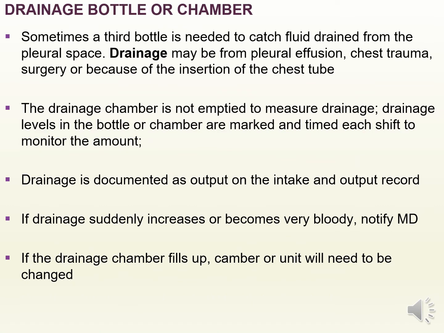Sometimes a third bottle is needed to help catch fluid drain from the pleural space. This drainage can be from a pleural effusion, chest trauma, or surgery, or just because of the insertion of the chest tube itself. The drainage chamber is not emptied when we measure drainage. Drainage levels in the bottle or the chamber are marked and timed each shift to monitor the drainage. Drainage is documented as output on the I&O record. If drainage suddenly increases or becomes extremely bloody, notify the physician. If the drainage chamber fills up, the chamber or unit will need to be changed.